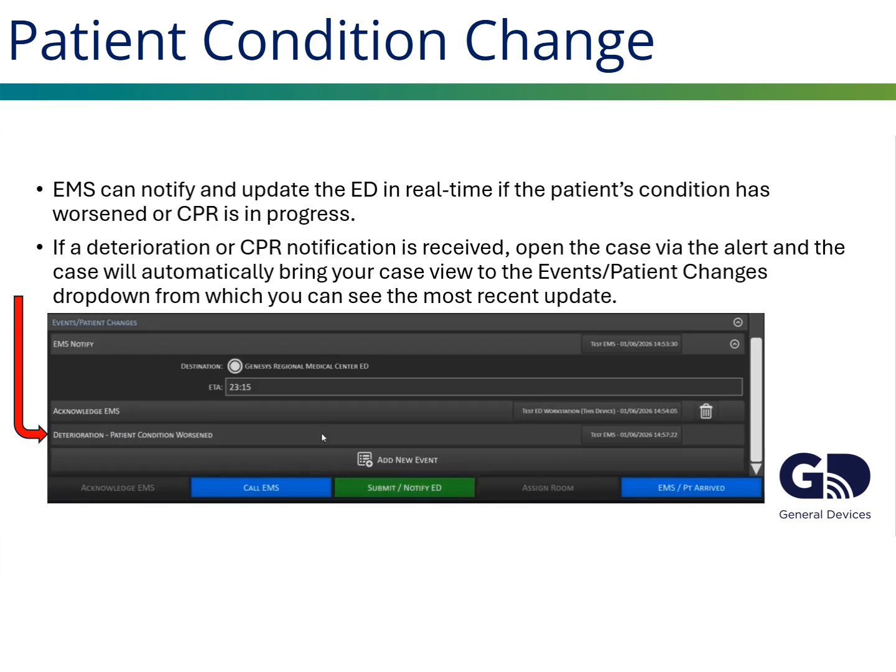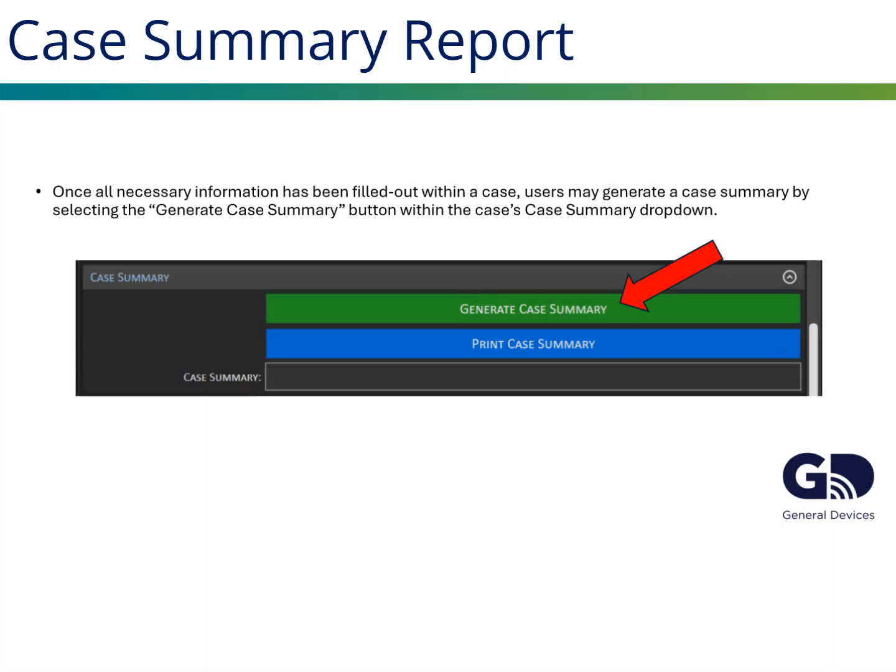To minimize unnecessary interaction with the device during high acuity situations, the application includes a simple deteriorating patient button. If a patient's condition worsens during transport, EMS can activate this feature with a single selection. When activated, the system generates an audible and visual alert within the emergency department, advising staff that the patient's condition has changed. This streamlined function allows field providers to communicate urgency quickly without diverting attention from patient care. The alert serves as an early warning, prompting heightened readiness and preparation prior to arrival. At any time, a case summary report can be generated.